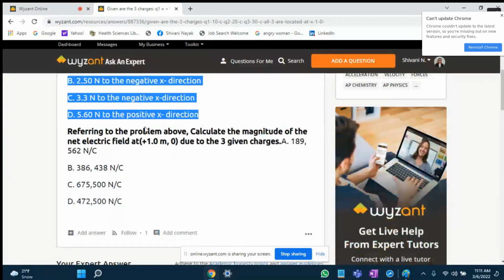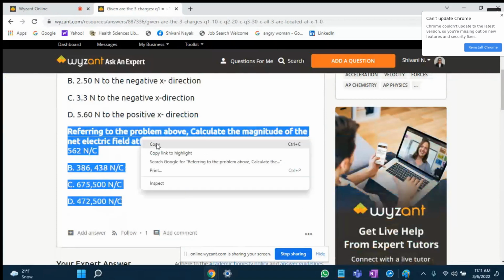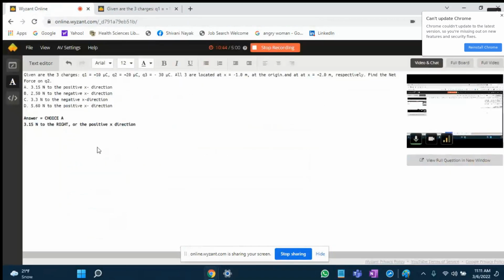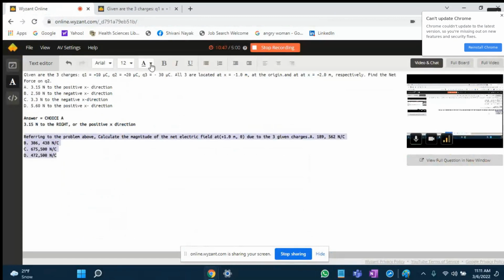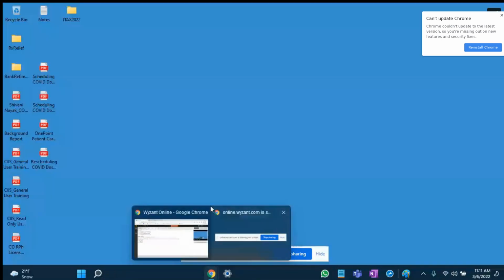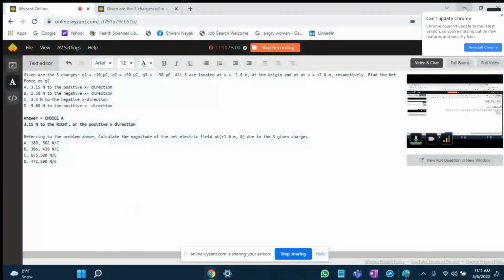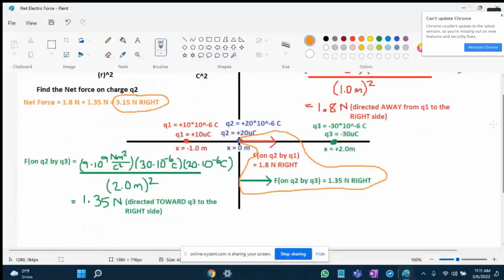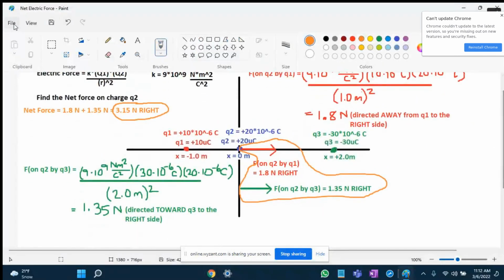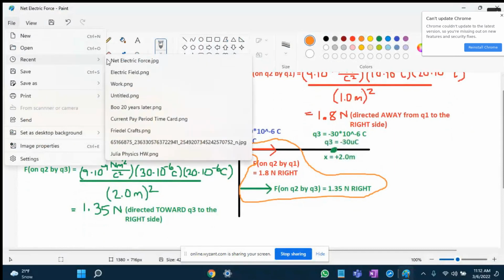All right, so now we need to calculate the magnitude of the net electric field at a certain point. So it's asking to calculate the magnitude of the net electric field at the point +1 meter, 0. Now, I have used a slightly different setup for this, but it's overall kind of a similar approach. So let me just open it up.